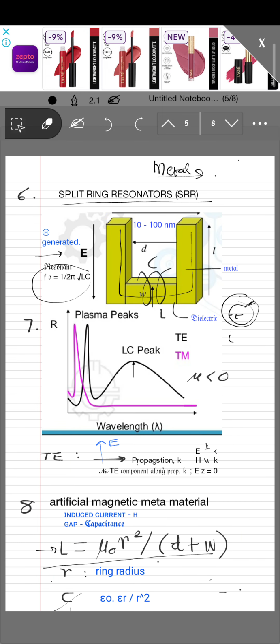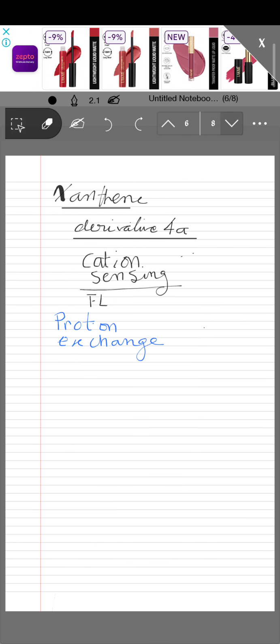Okay, so this is the first introductory class on metamaterials. We will take up each and every aspect in detail in our coming classes.